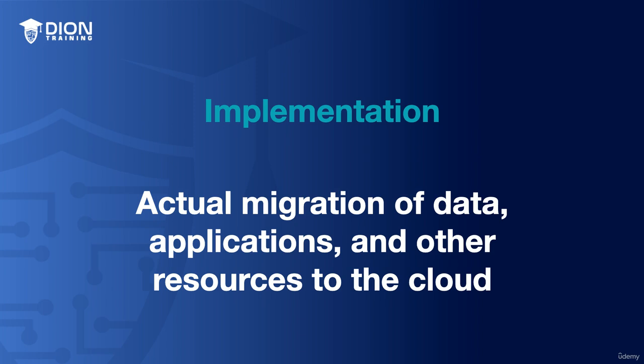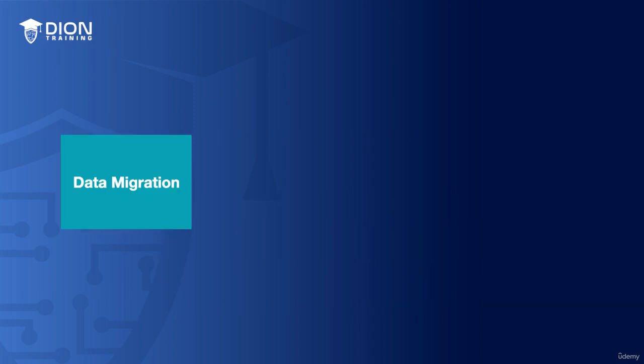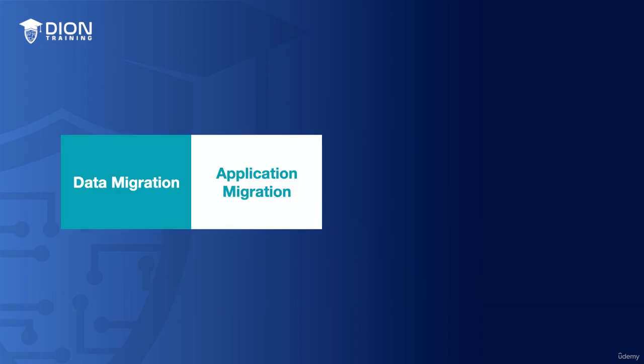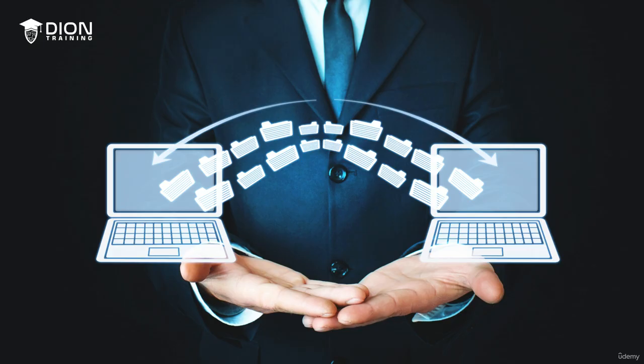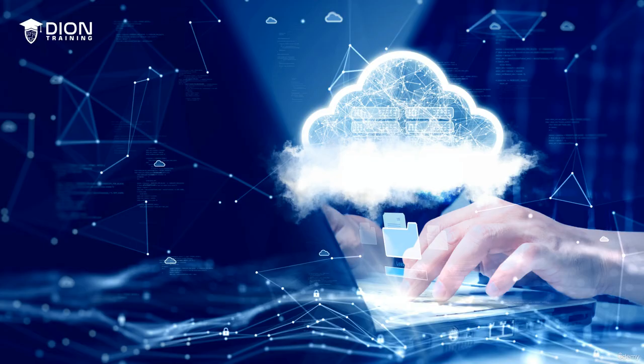The second phase of cloud migration is implementation. The implementation phase involves the actual migration of data, applications, and other resources to the cloud. During the implementation phase, your organization will conduct several steps, including data migration, application migration, infrastructure migration, and testing. During the data migration step, your organization will migrate its data to the cloud, including its databases, files, and other data sources.